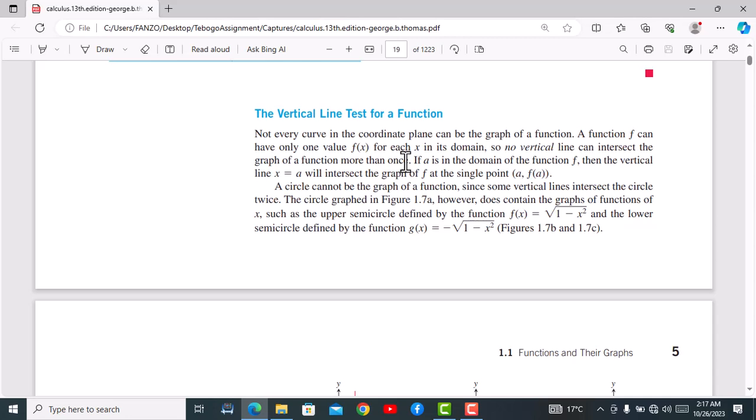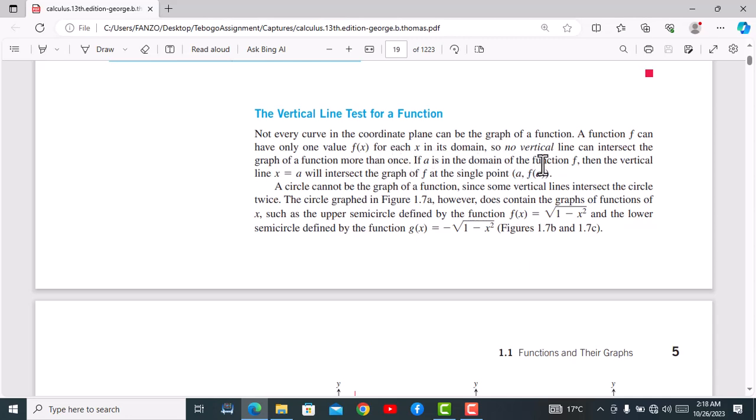So we are simply saying that when you run the vertical line test, we cannot have the values of the domain that are mapped to more than one value of y. If there is such a case, therefore it is not a function because it fails the vertical line test.